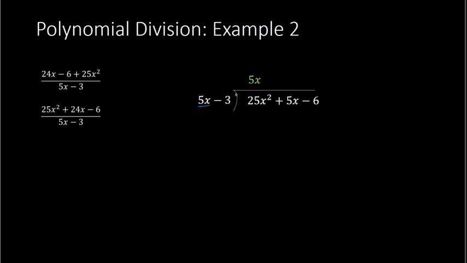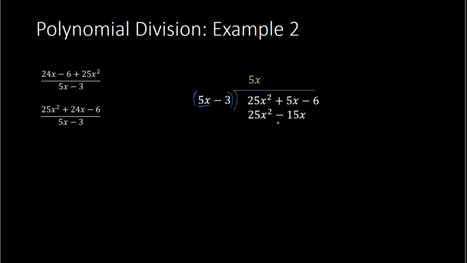So that is step 1. Step 2 is to take this 5x and multiply it by this entire left side. So 5x times the entire quantity of 5x minus 3. So 5x times 5x is 25x squared, and 5x times negative 3 is negative 15x.